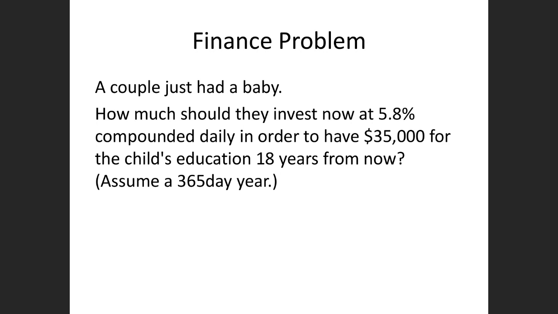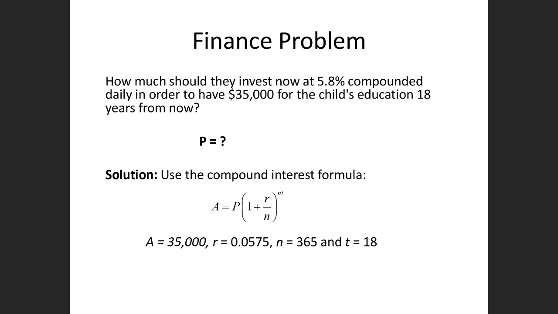And I've got the rest. They're giving me the r, the interest rate, which is 5.8. They're giving me the n, which is daily, so we're going to use 365, and they're giving me the t, 18 years. So let's go ahead and do this problem again and solve now for P, because that's what they want us to find out. How much do they want to invest now? My present value. Okay, so these are the knowns, my A, my r, my n, and my t.